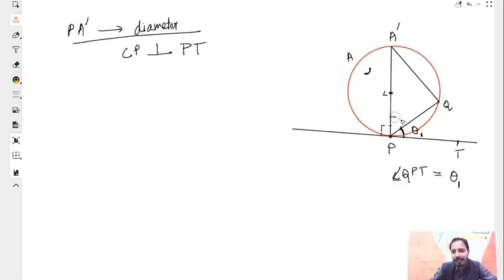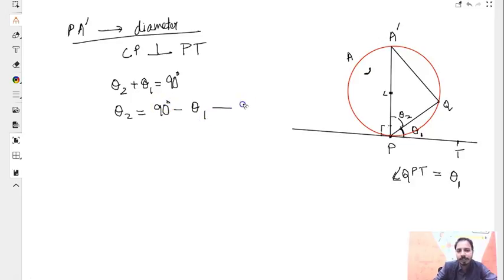So what is this angle, guys? So this angle, let me say, is theta 2, and I know that theta 2 plus theta 1 is equal to 90 degrees because this is perpendicular. So from here I can say theta 2 is 90 minus theta 1. So this is an equation.